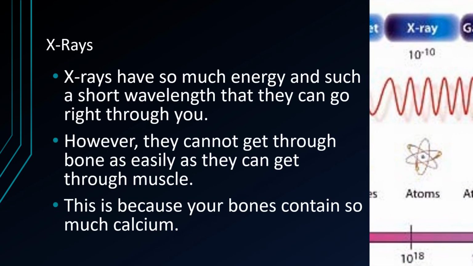So X-rays have so much energy and such a short wavelength that they go right through you. However, they can't get through bone as easily as they can get through muscle tissue and other things. And so we use this in the medical field to basically look at your bones, to get a picture of what you're like on the inside. And the reason it works is because your bones contain so much calcium. So we use X-rays a lot in the medical field.